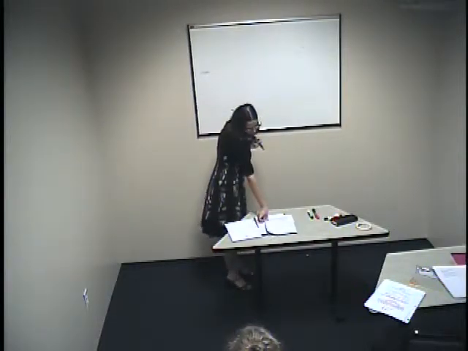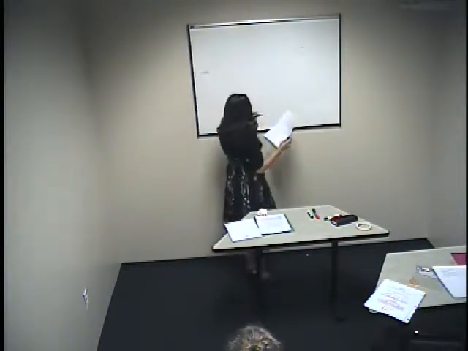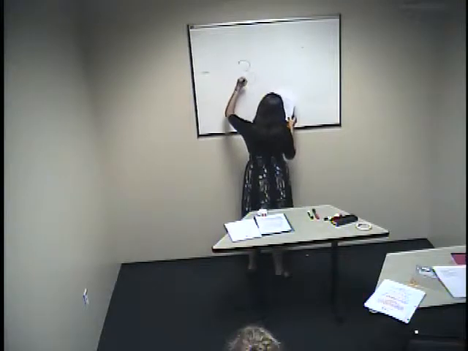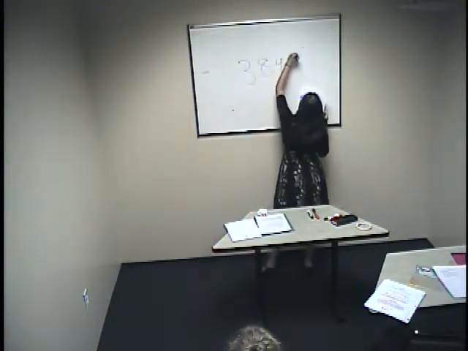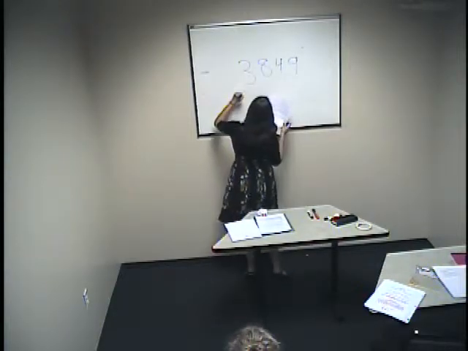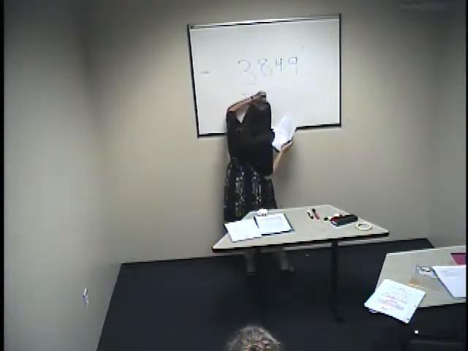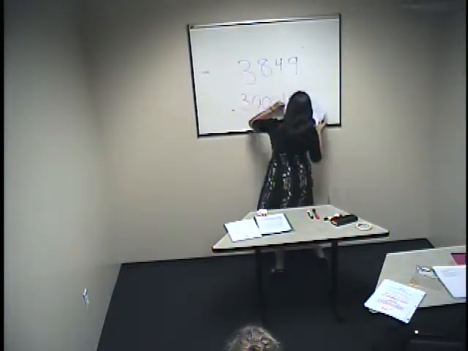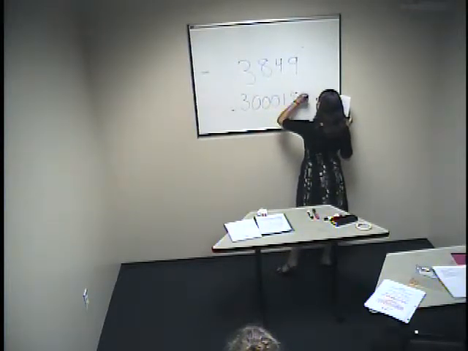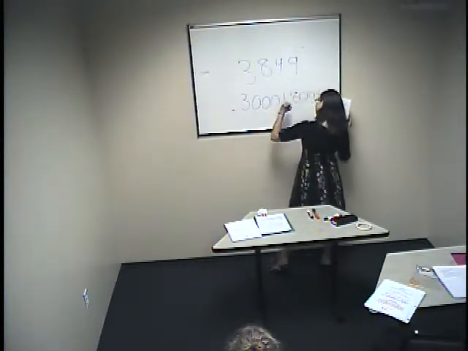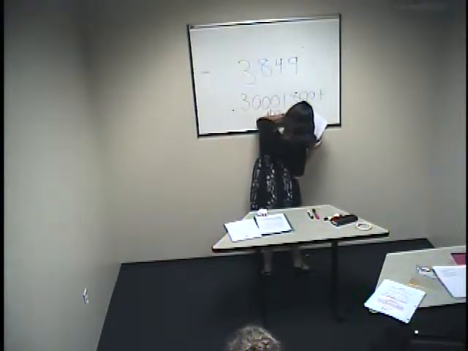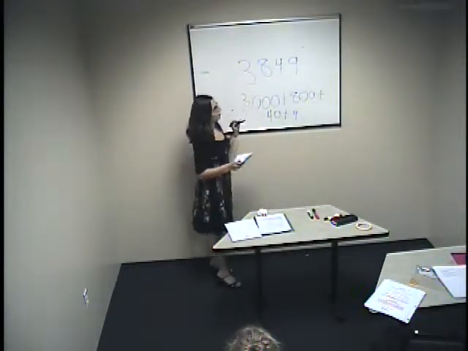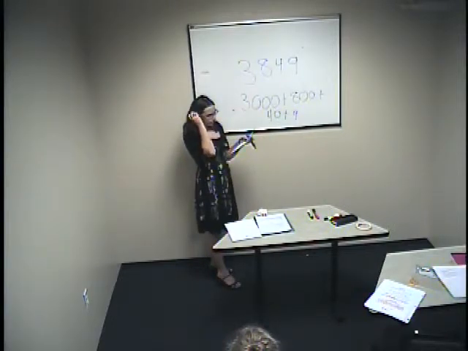Here's an example of it in addition. Say we have 3,849. That would be like 3,000 plus 800 plus 40 plus 9. What if we took this number and we multiplied it by 10?